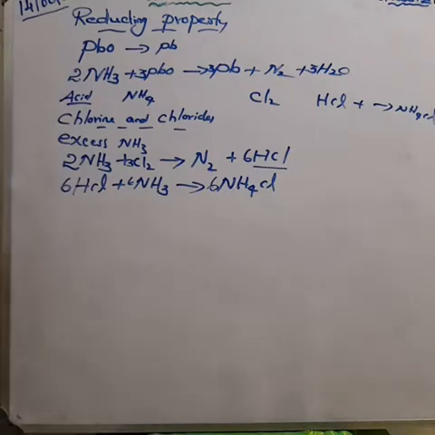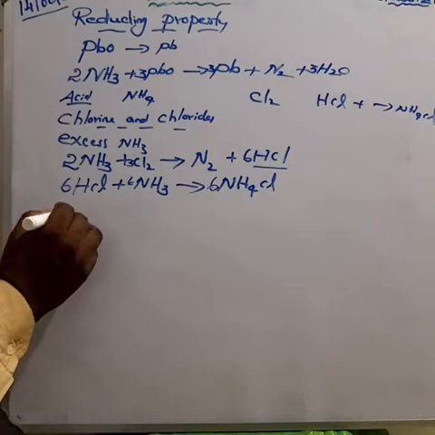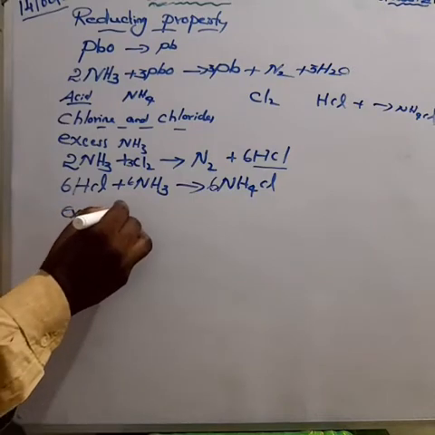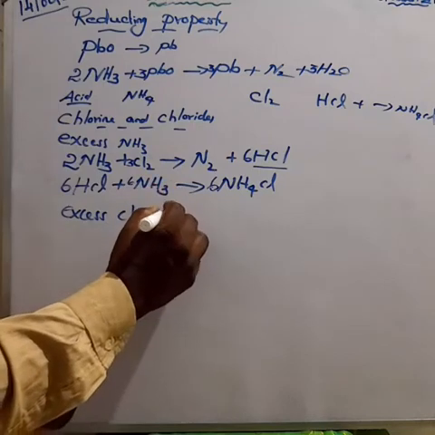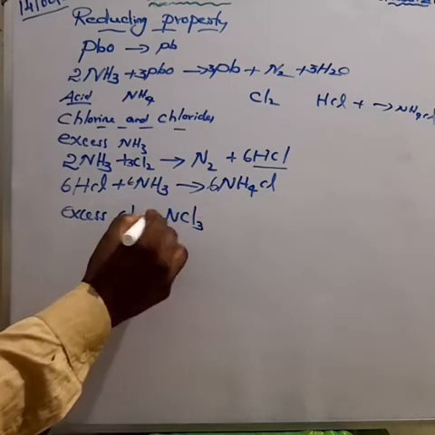Another condition: ammonia reacts with excess chlorine to give nitrogen trichloride. What is the formula?